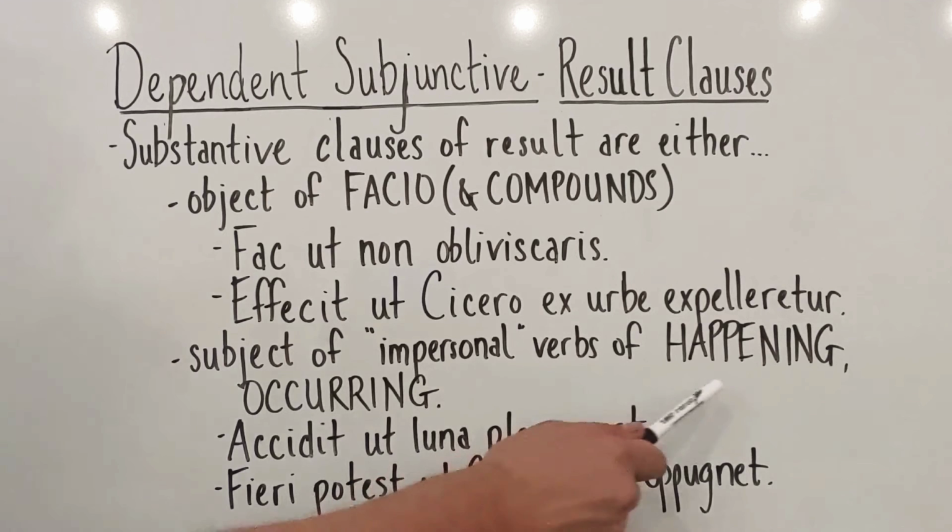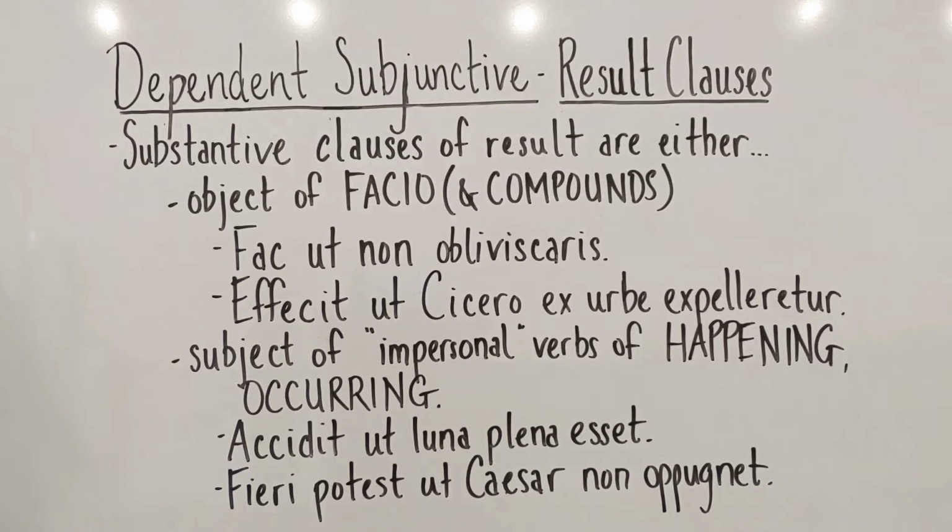Accidit, it happened that. It just so happened. Can't do anything about it. It just so happened. And what was the result of that just so happening? It just so happened, ut, with the result that luna plena esset. I believe this is from Caesar, Book 4, when the Romans either forgot or didn't really realize that a full moon meant fuller tides. So it just so happened that that night, ut luna plena esset, that the moon was full. The moon was full. That's what happened.